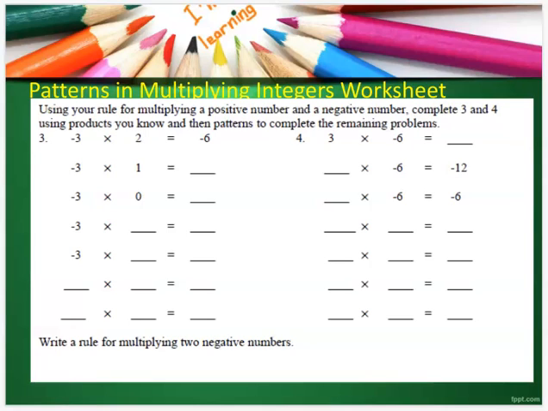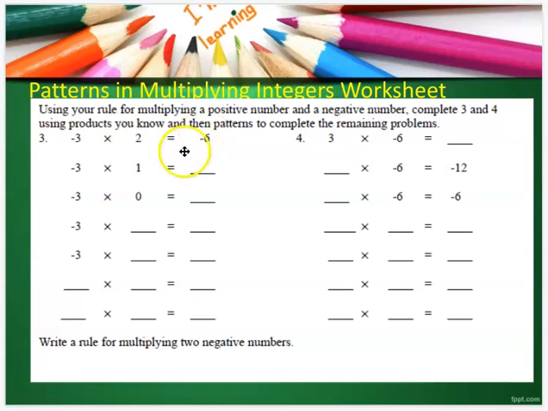Now we're going to move to the bottom of the worksheet. So now you're going to believe your rule, your rule for multiplying a positive and a negative value. So now you're going to complete numbers 3 and 4, again using products that you know, and then filling in with patterns. So notice this time our first factor is a -3. So these 2 slots would be -3. This second factor is decreasing by 1. So we're going to go 2, 1, 0, then we're going to go -1, -2, -3, -4.